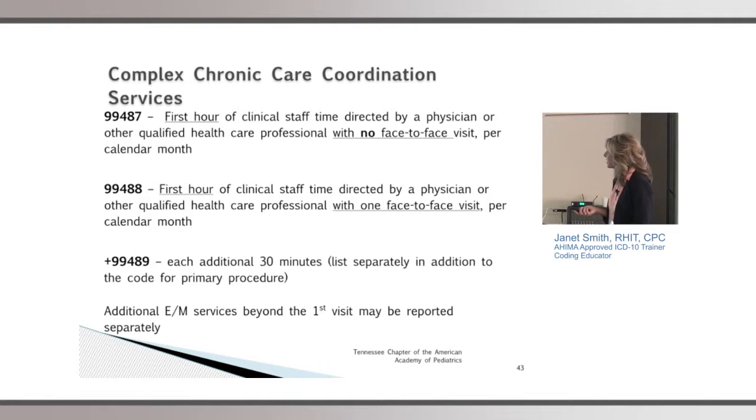So the first code is 99487. And this is for the first hour of clinical staff time directed by a physician where no face-to-face visit occurs per calendar month. So this is just for your overall care coordination in the office for the first hour. The next code includes an hour of clinical staff time directed by the physician, but also includes one face-to-face visit with the patient during the month.